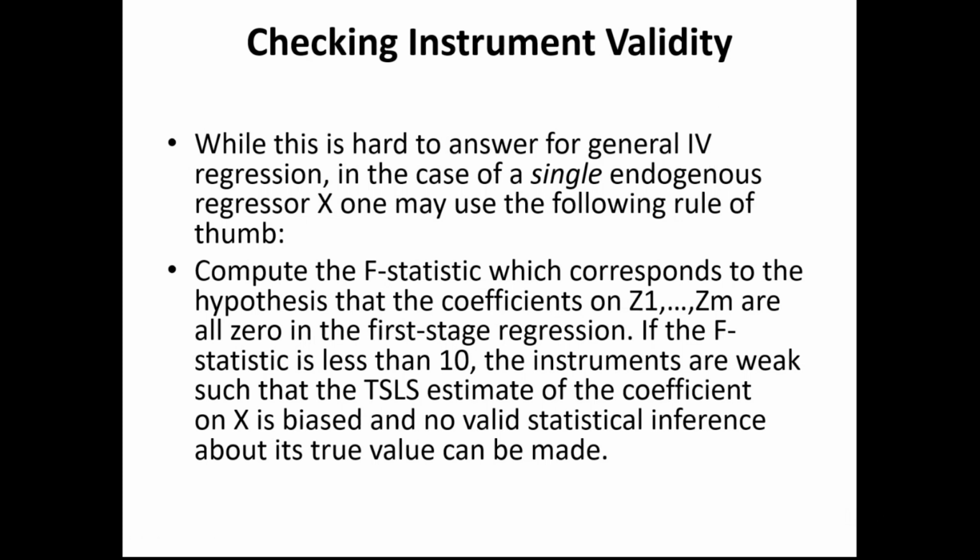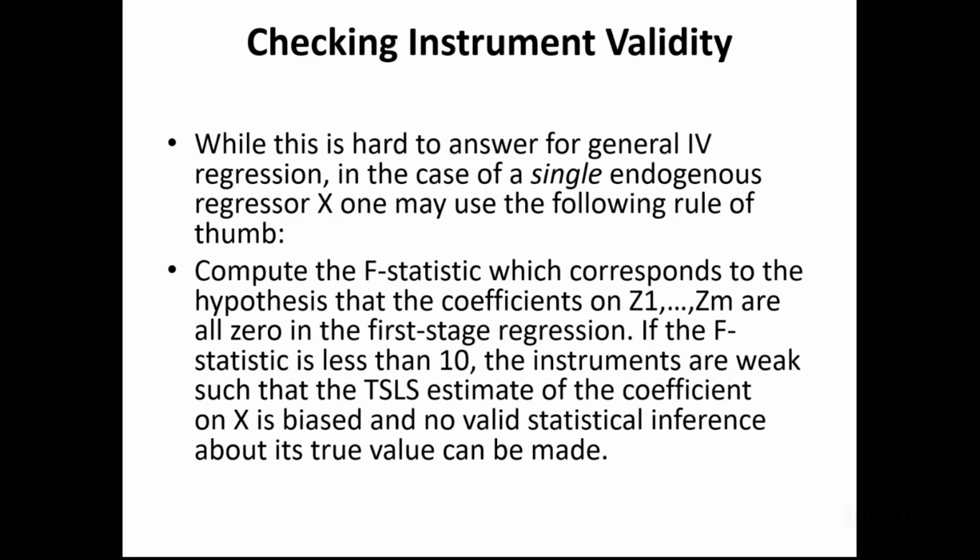While it's hard to answer for general instrumental variable regression, in the case of a single endogenous regressor x, one may use the following rule of thumb. So remember that. How do you check whether the instrumental variable is valid to be included in a simultaneous equation framework? Then you have to do this test. Compute the F test, which corresponds to the hypothesis that the coefficients of Z1, Z2, ..., Zm are all 0 in the first regression. If the F statistic is less than 10, the instrumental variables are weak. In other words, if the F statistic of the instruments in the reduced form equation is non-significant, then you say the instrument is a weak instrument.